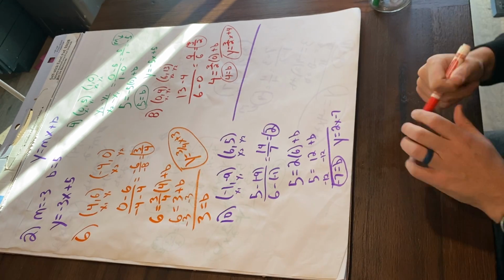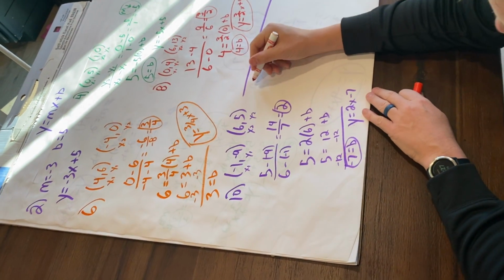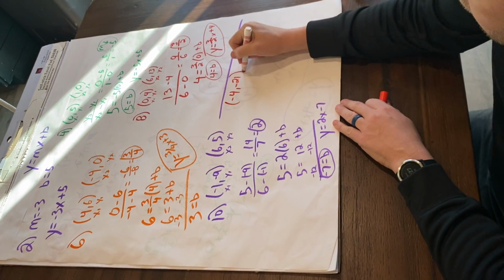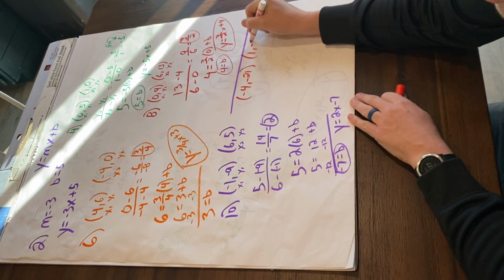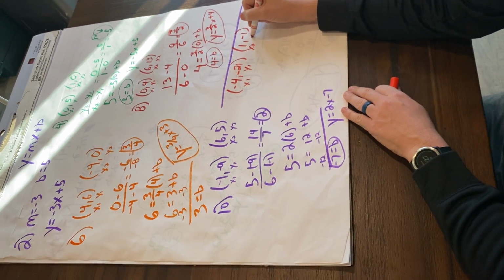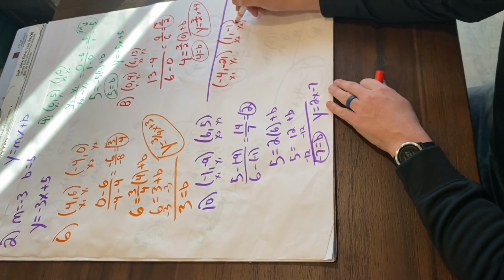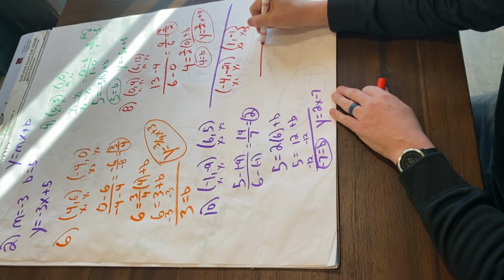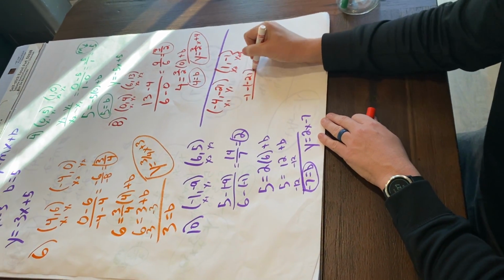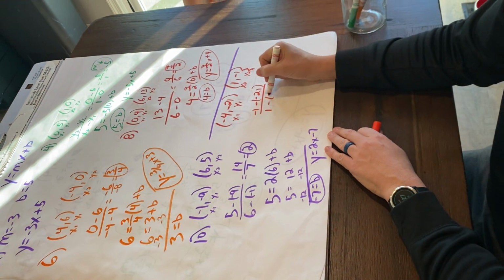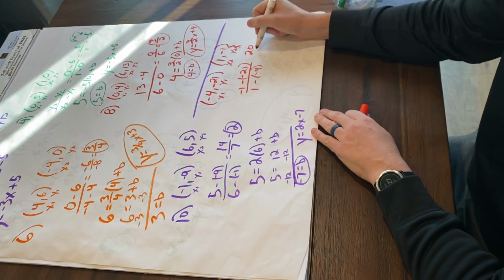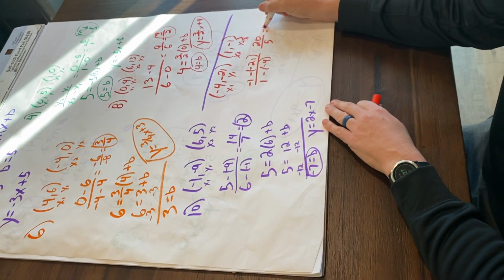Last one we'll talk about, number 12. (-4, -21) and (1, -1). X1, Y1, X2, Y2. -1 minus -21 over 1 minus -4. This equals +20. This equals +5. Simplifies to 4.